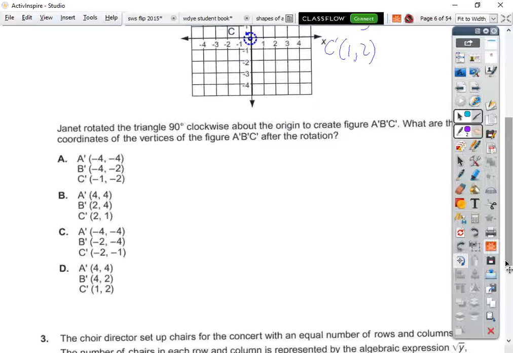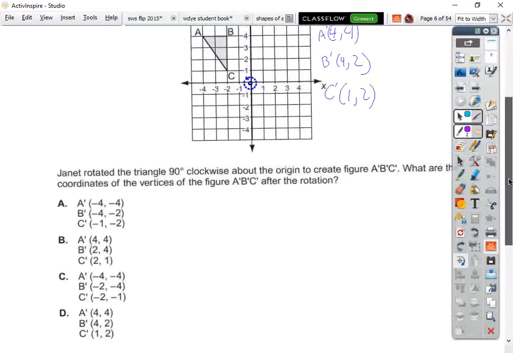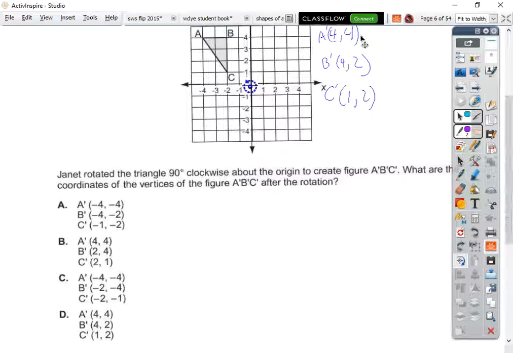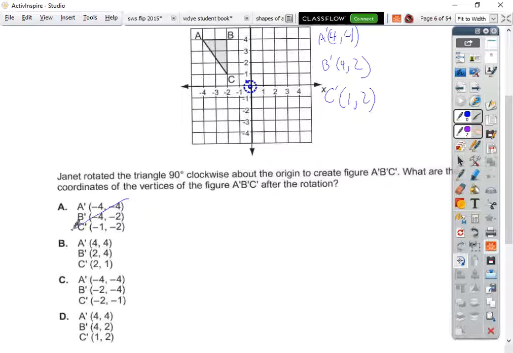What are the coordinates of the vertices of A prime, B prime, C prime after rotation? Well, these two do not match, so I can strike them right away. The next one's 4, 2. That matches this one, not this one, so the answer is D.